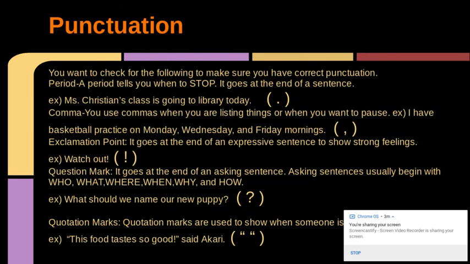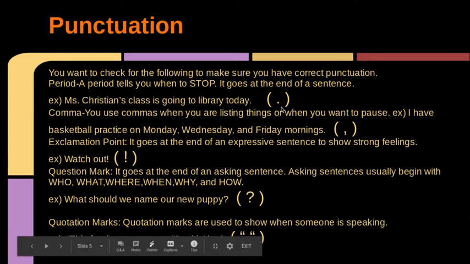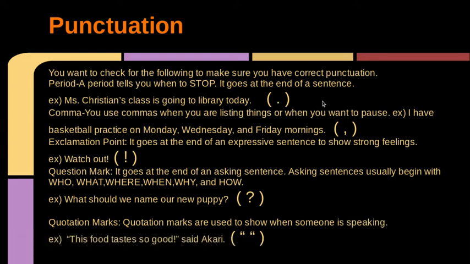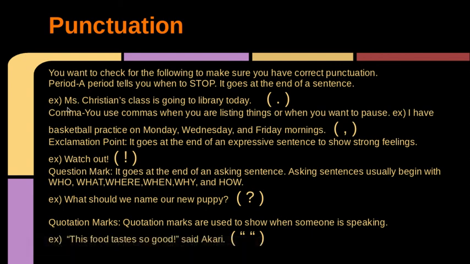So punctuation. What I did here, you'll notice that I put the symbols a little bit larger so you guys can see them better. You want to check for the following to make sure you have the correct punctuation. Today, not only are you checking for capitals, but you're making sure that you added the correct punctuation where it belongs. The first one is going to be the period. A period tells you when to stop. It goes at the end of a sentence. My example is Miss Christian's class is going to the library today. And you'll notice that I put a period right there.